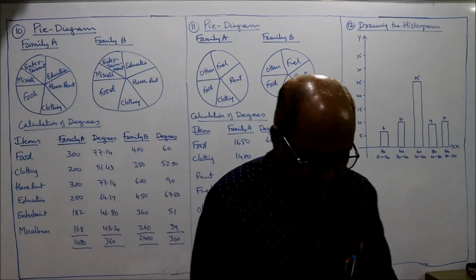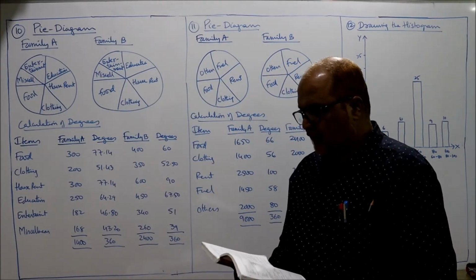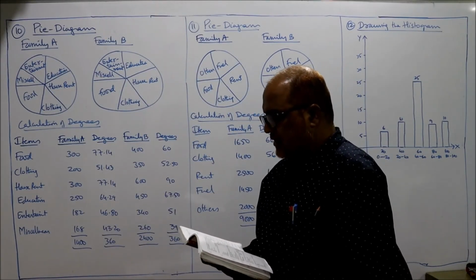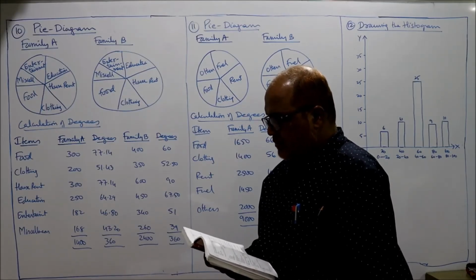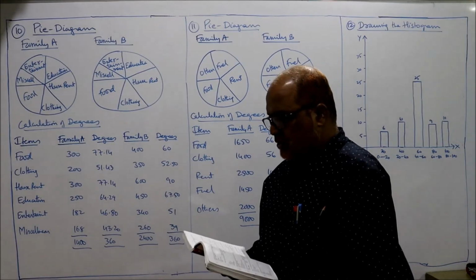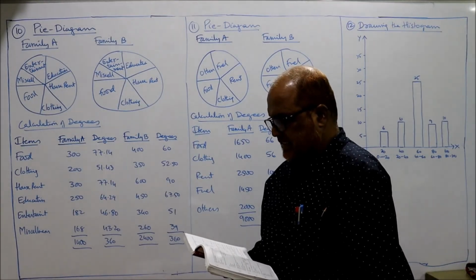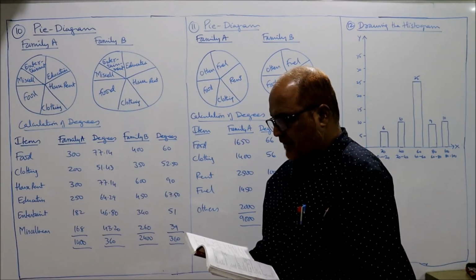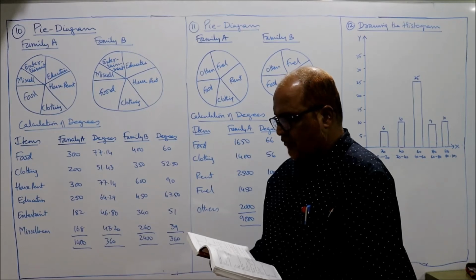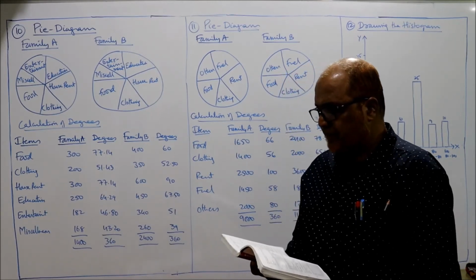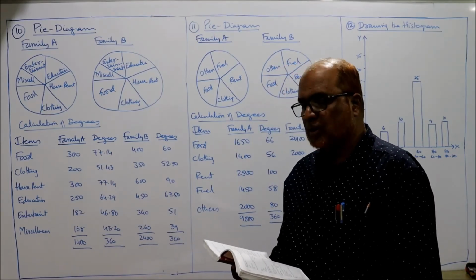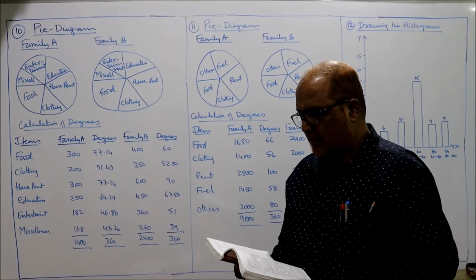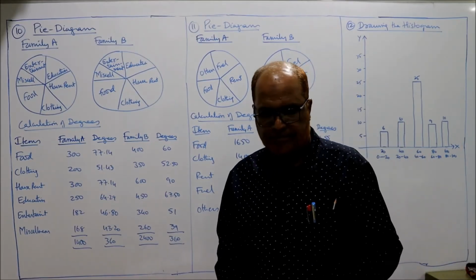Come on, now we'll start the 10th problem. See the 10th problem. The following table gives the details of monthly expenditure in rupees of two families, family A and family B. Items of expenditure: food, clothing, house rent, education, entertainment, miscellaneous. Family A expenditure is 300, 200, 300, 250, 182, 168. Total 1400. Similarly, family B: 400, 350, 600, 450, 340, 260. Total is 2400. Represent the above figures by drawing a pie diagram.